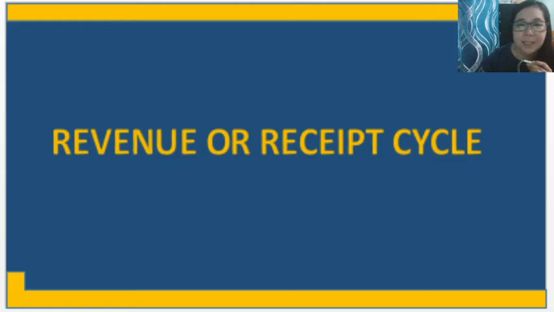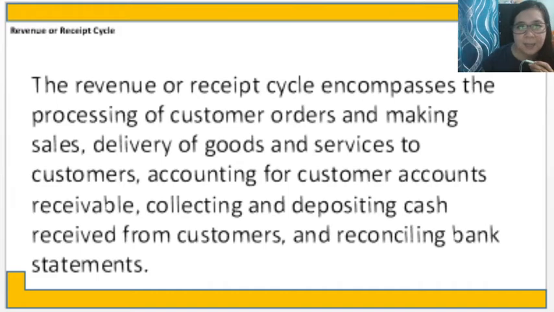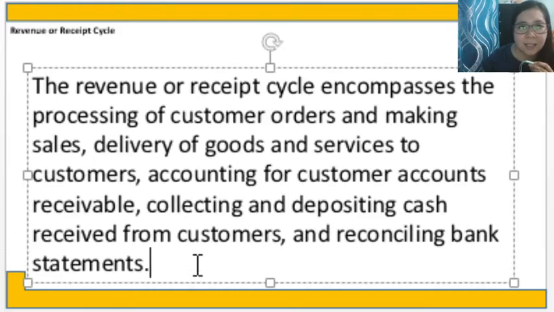Okay, so for this next video lecture, still in Module 10, we will discuss the revenue or receipt cycle. The revenue receipt cycle encompasses the processing of customer orders and making sales, as well as the delivery of goods and services to the customers. It will then be accounted for under the customer's accounts receivable if the sale is made on credit.